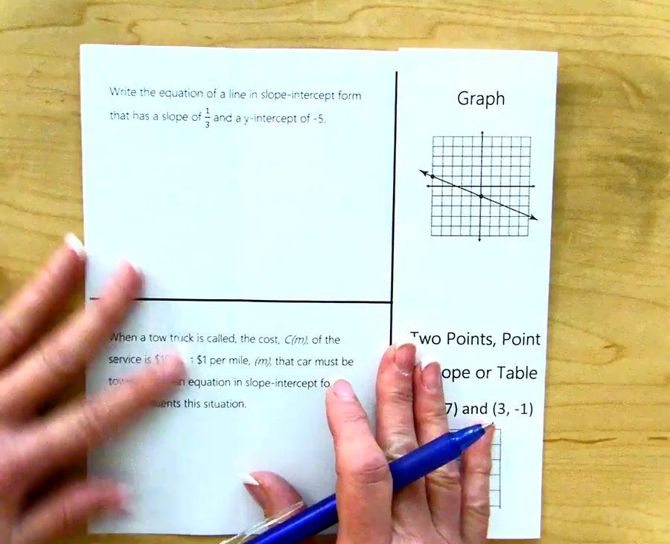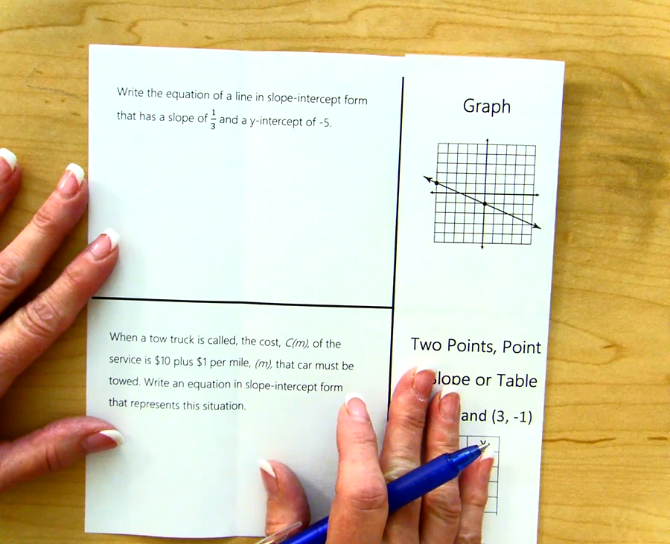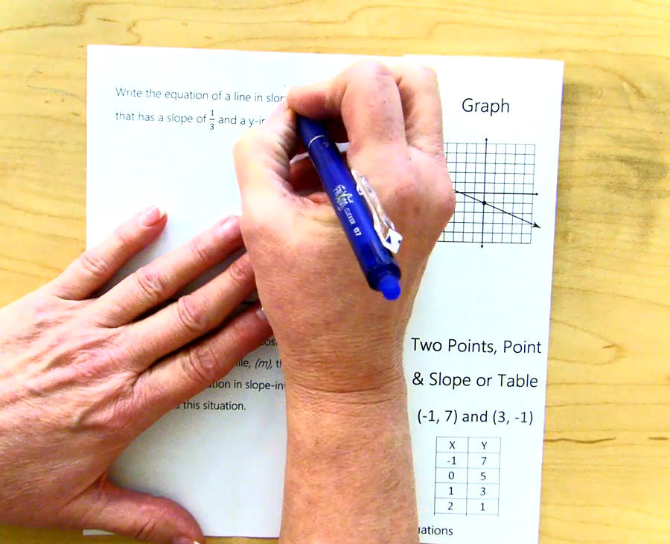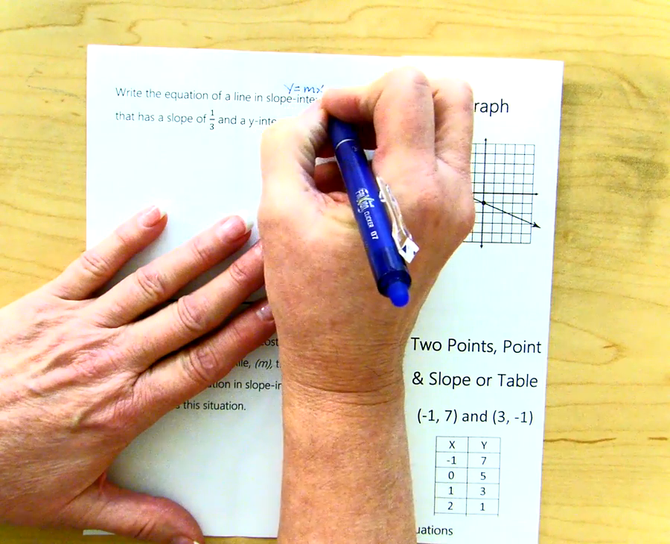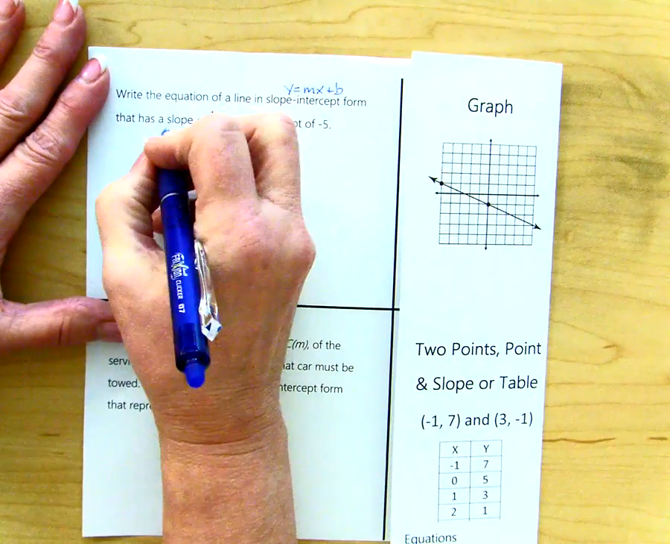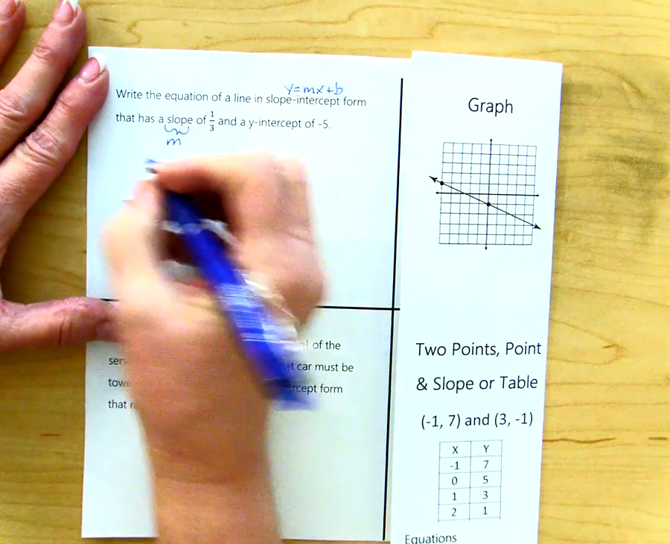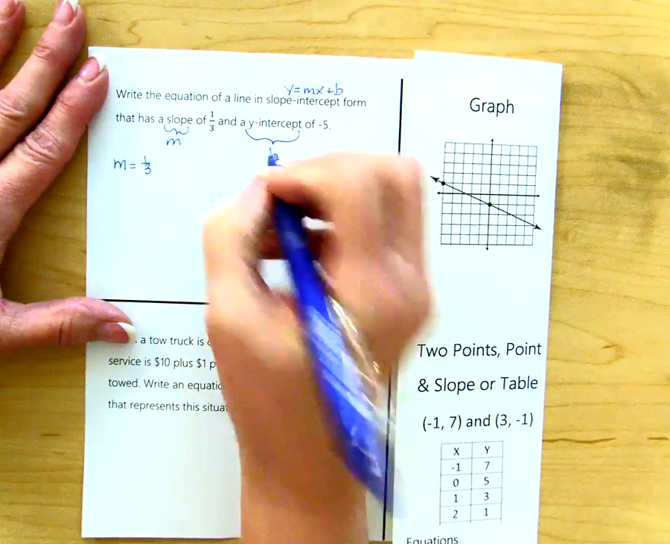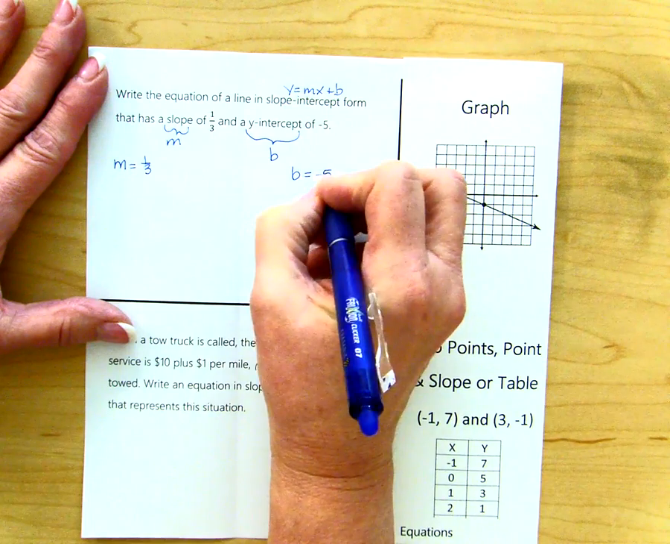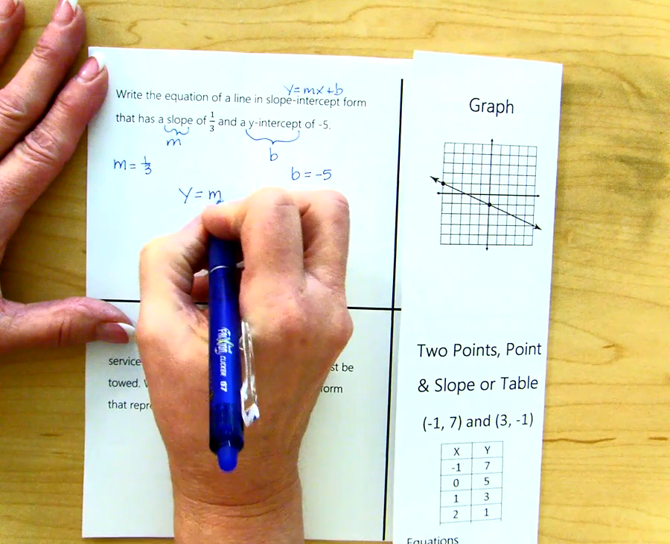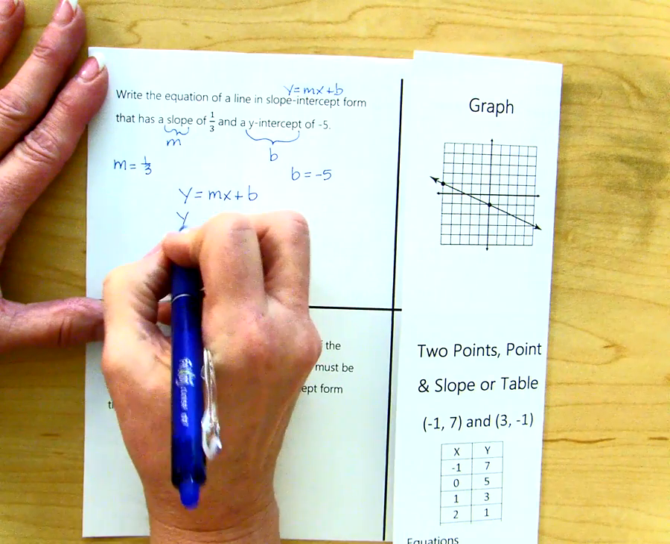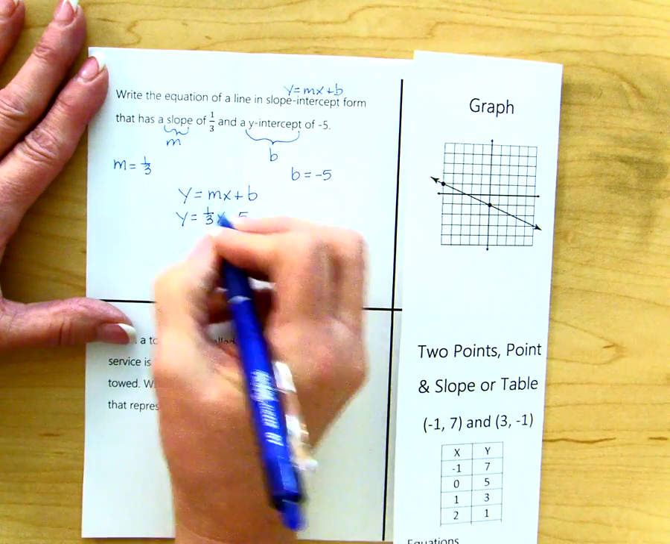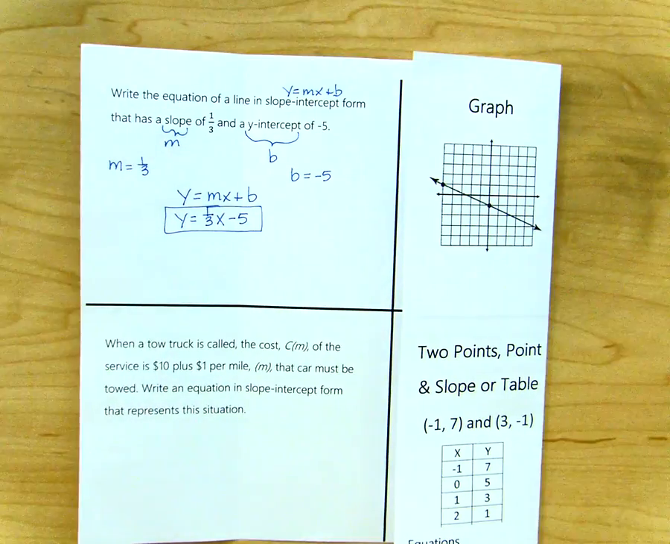So here we have the problem: write the equation of a line in slope-intercept form that has a slope of 1/3 and a y-intercept of -5. So remember that slope-intercept form is y equals mx plus b. From there we identify our slope. Here is m. So m equals 1/3. Your y-intercept is the b. So in this case, b equals -5. So we simply take the slope-intercept form, substitute in the values of 1/3 for m and -5 for b, and there we have our equation in slope-intercept form.